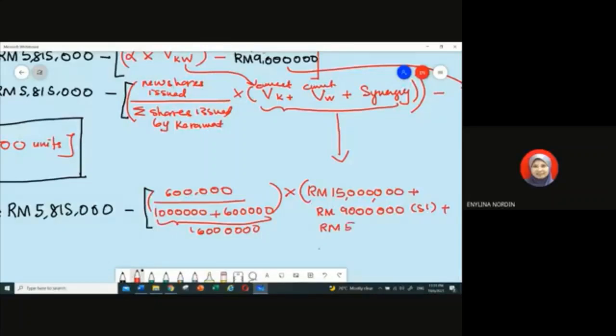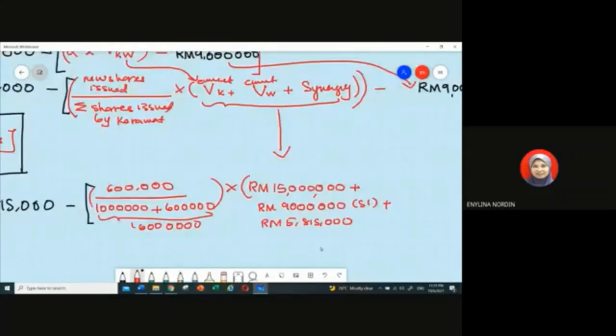Okay, 5,815,000. So that is the value of the combined firm, the value of Keramat and Wangsa. If you notice these two values, the current value of Wangsa Setia and synergy, if you add these two, you will get 14,815,000 ringgit, which is equal to the value of Wangsa Setia after the acquisition, where we can see in step 3. Later on you can check.